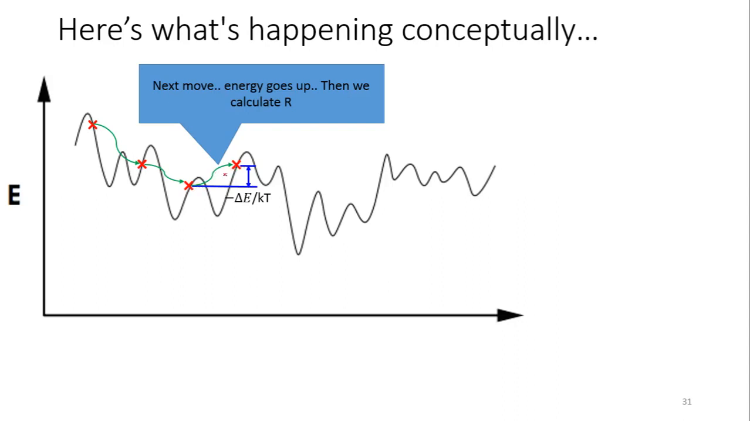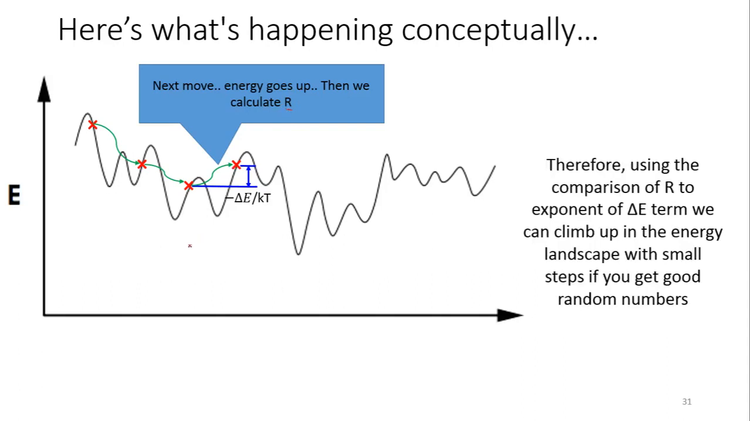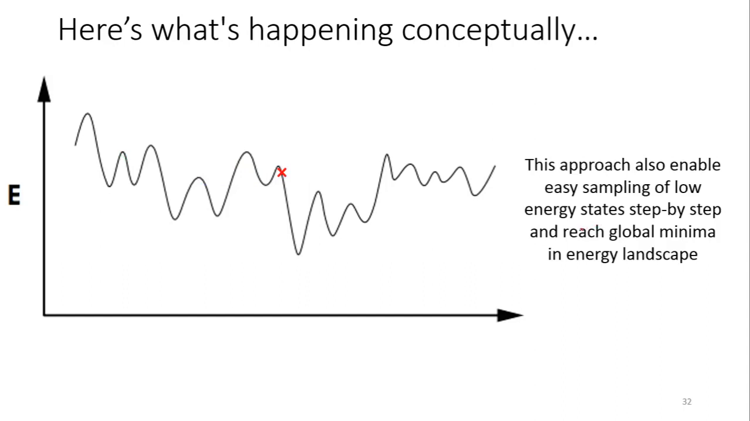Okay, and when you take the next random move, the energy might go up. So now we won't automatically reject the new configuration, but we would calculate and compare the value with R. Using this comparison of a random number R with the exponent of the delta E term, we can climb up the energy landscape with small steps if we get a good set of random numbers. This is the implication of comparing a random number with the exponent of delta E divided by kT. This approach would also enable easy sampling of low energy states step by step.